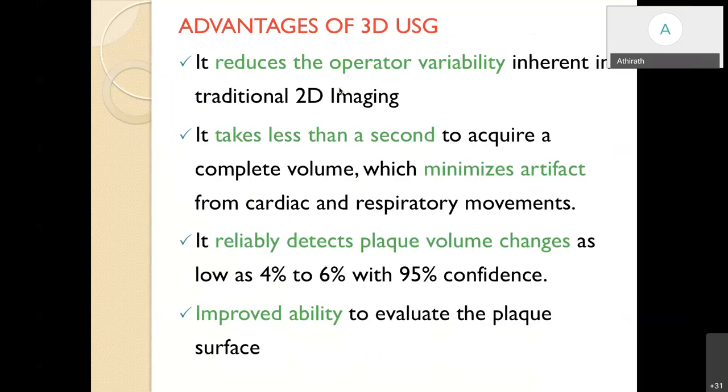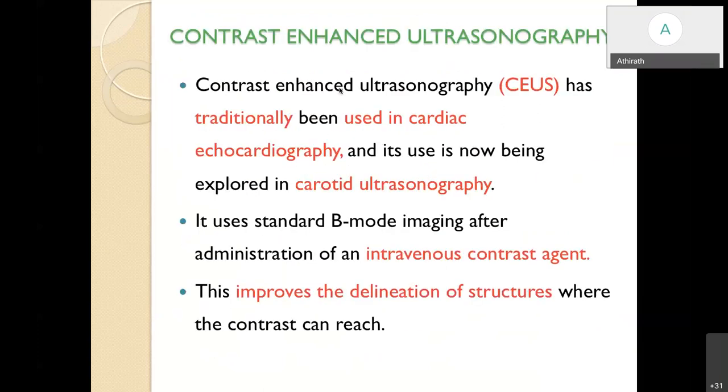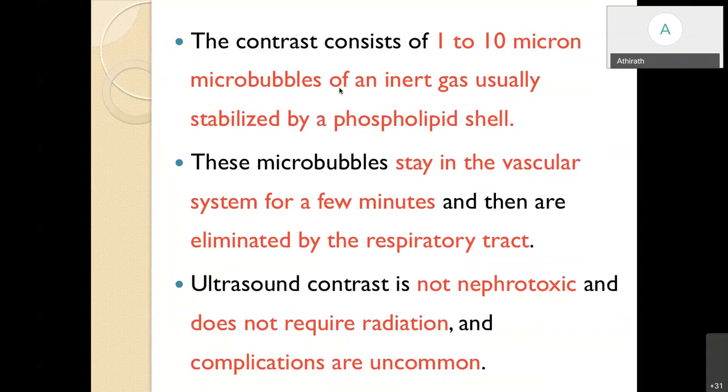Coming to the next topic, contrast-enhanced ultrasonography. This has traditionally been used in cardiac echocardiography, but in recent times, it has also been used in carotid ultrasonography. Basically, this is a type of B-mode imaging only, but the B-mode imaging will be taken after we administer an intravenous contrast agent, because this helps in the delineation of structures where the contrast can reach. The contrast which is used in ultrasound technology is a 1 to 10 micron microbubble of an inert gas, usually stabilized by a phospholipid shell.